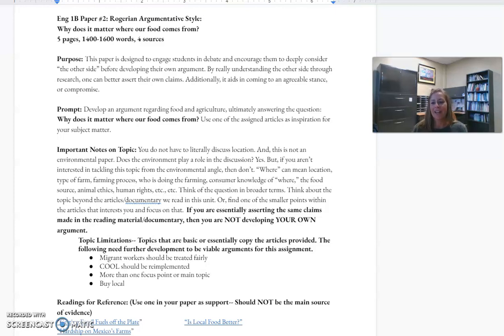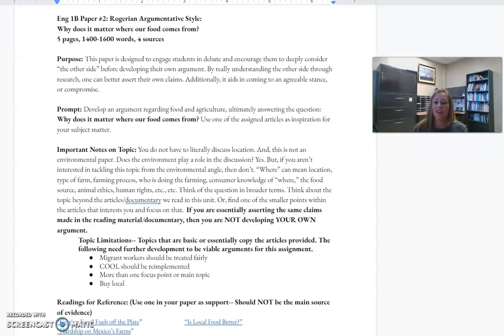Hi everyone, and welcome to one of my favorite papers of the semester because it's about food. This paper is a Rogerian argumentation paper, and what that basically means is we're going to try to come to a middle ground, and we're going to be arguing why does it matter where our food comes from.